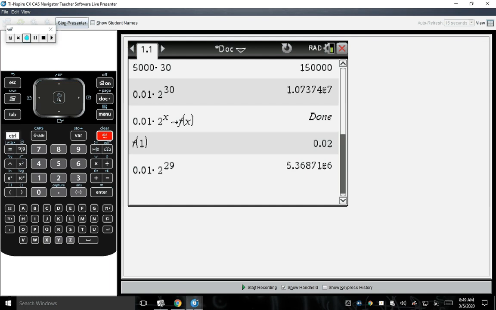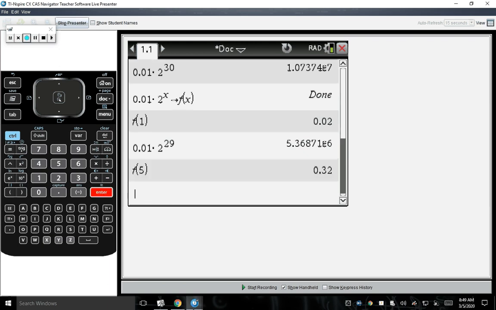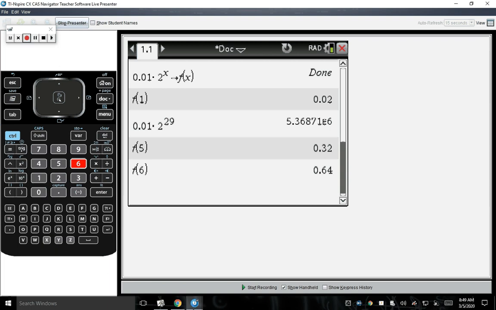So, but with this function that's saved, I could now put, how about after 5 days? How much money do I have? 32 cents. You see where I'm going with this? How about after 6 days? How much money do I have? 64 cents. It's not still very, very little.